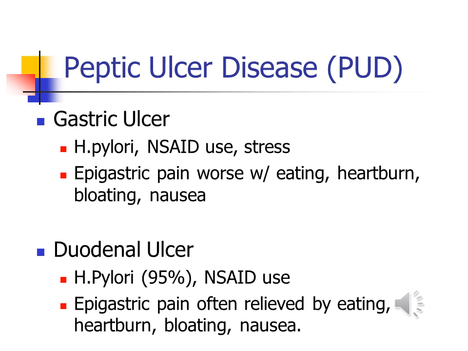We're now going to shift our focus from GERD to peptic ulcer disease, and very briefly just talking about some of the associated bullet points with gastric ulcer versus duodenal ulcer. Gastric ulcers are associated with H. pylori, NSAID use, and stress, and the epigastric pain typically worsens with eating. Whereas duodenal ulcers are 95% associated with H. pylori and also NSAID use, it's often epigastric pain which is relieved by eating.